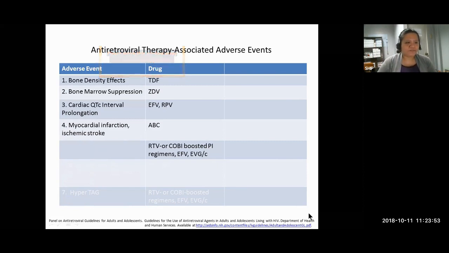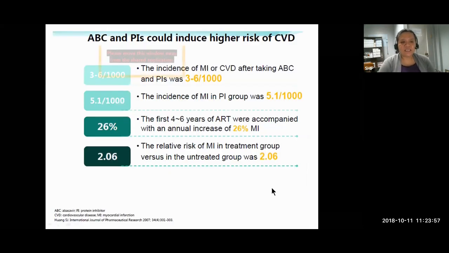to these patients. So in studies, we have seen that the incidence of myocardial infarction or heart attack or CVD after taking abacavir was 3 to 6 per 1,000 population. The incidence of MI in the protease inhibitor group was about 5.1 per 1,000 population. The first 4 to 6 years of medications were accompanied by an annual increase of 26% in myocardial infarctions compared to those who are untreated, so about 2 times more likely to suffer a heart attack if a person is on abacavir or a protease inhibitor.